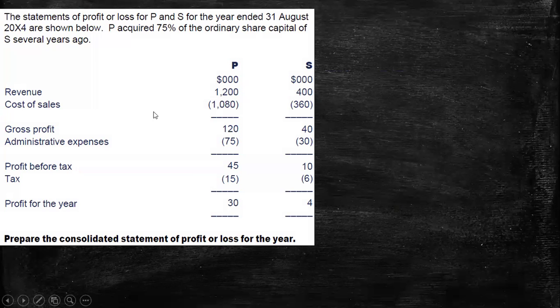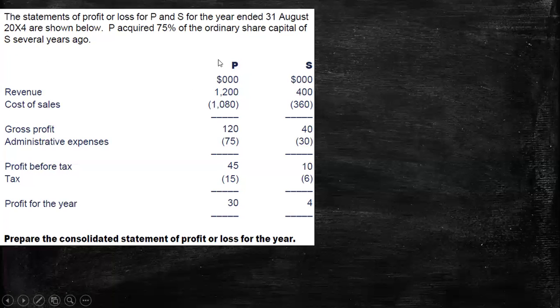So here we have a simple scenario. When I say simple, I mean there are no adjustments yet required in this scenario. We will cover a couple of adjustments later in this chapter that you need to be familiar with, that you may have to make while preparing the consolidated statement of profit and loss. So the statement of profit and loss for P and S, parent and subsidiary, for the year ended 31st August is shown below. P acquired 75% of the ordinary share capital of S a few years ago.